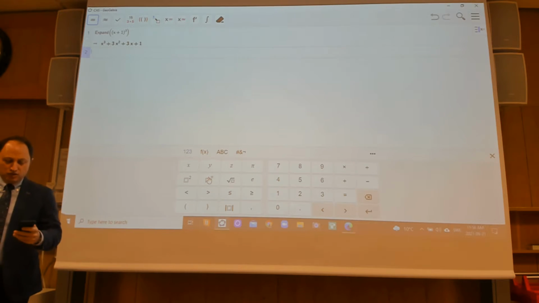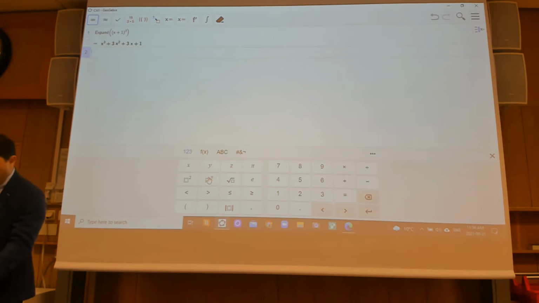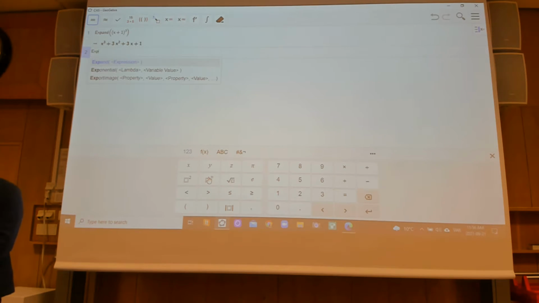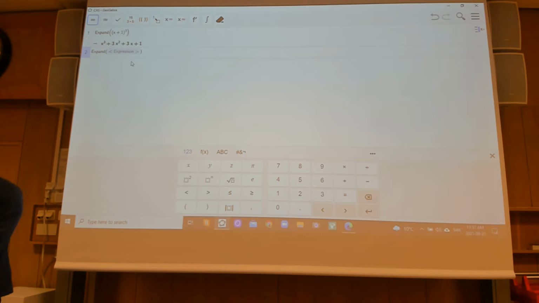Let me see if GeoGebra is capable of also expanding expressions, because this here is just one single variable. But for the next example, let me just try to punch it in. So expand again, and then I choose the expand expression here. What I have written is a little bit, I don't know if GeoGebra understands this syntax as well.